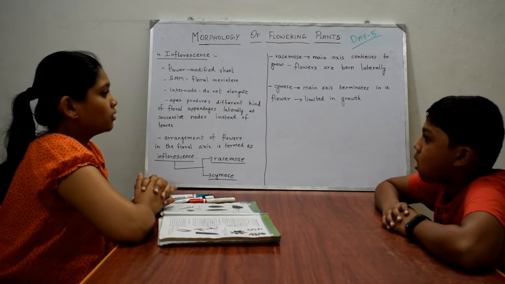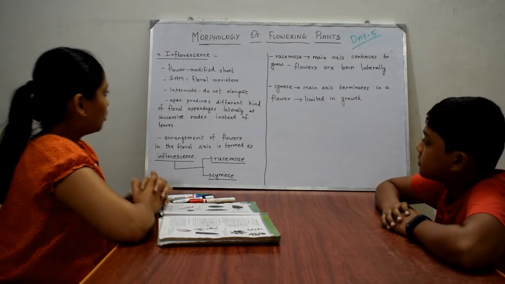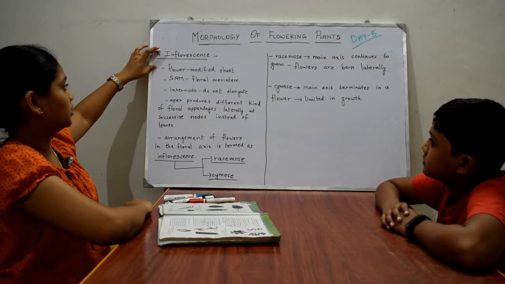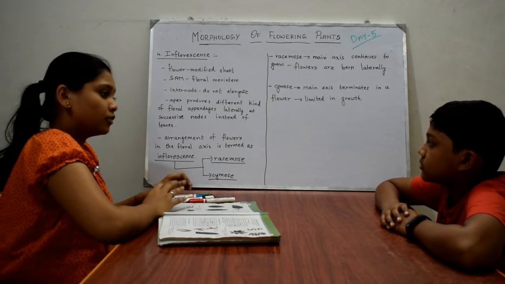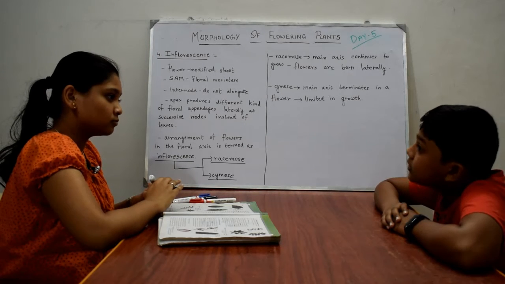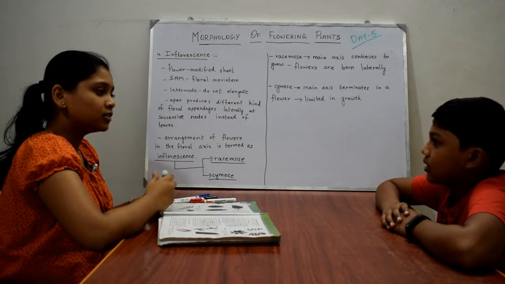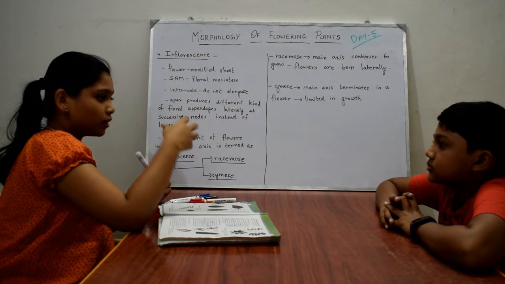Okay. So here, what is inflorescence? Generally, the term inflorescence represents the arrangement of flowers in the floral axis. What is the floral axis? Floral axis is nothing but the shoot. In the shoot, the flowers are arranged.